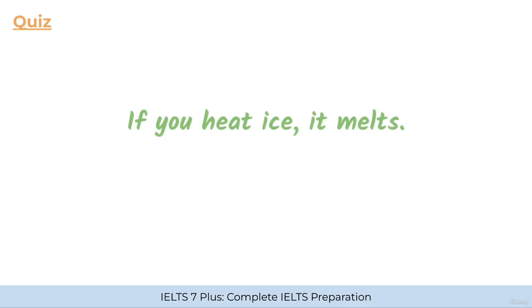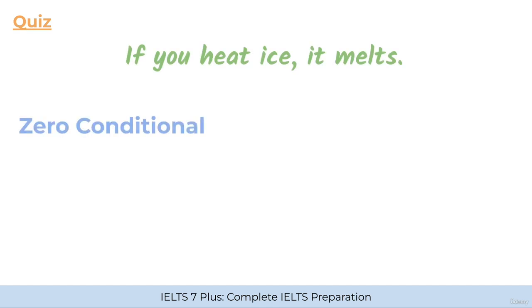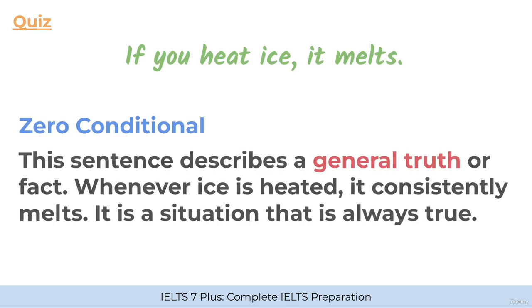If you heat ice, it melts. Which conditional do you think that is, zero or first? This one is zero. It's our present simple all the way throughout. So if present simple, it's a general truth. It's generally accepted that this is what happens. Whenever ice is heated, it consistently melts. So it's a situation that is always true. Therefore, it's the zero conditional.